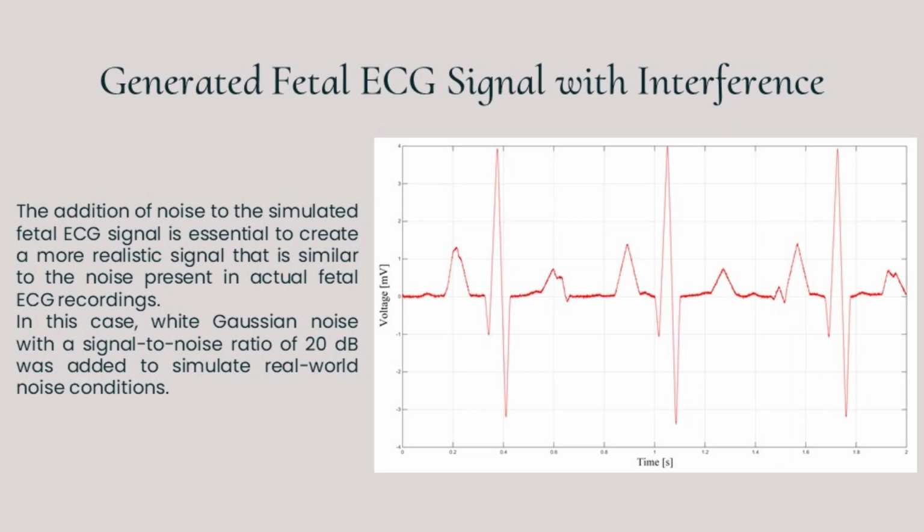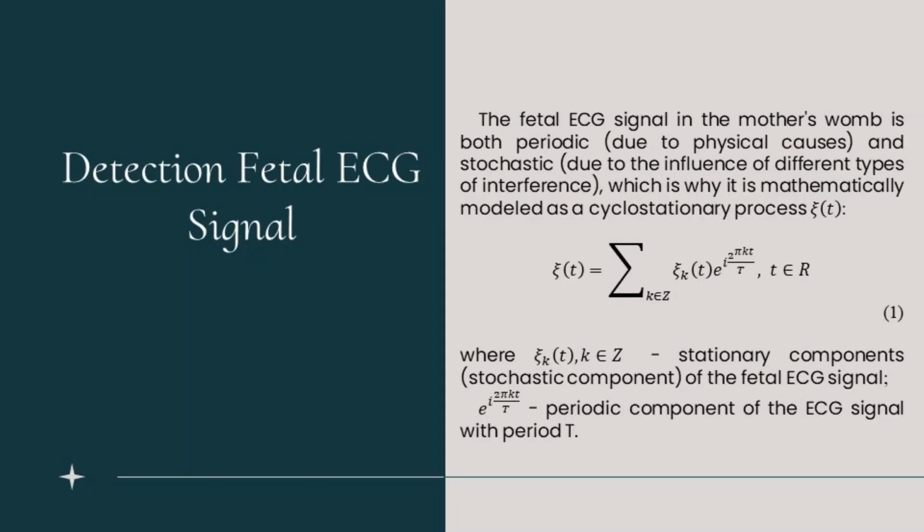To simulate real-world conditions, white Gaussian noise with a given signal-to-noise ratio is added to the simulated fetal ECG signal. This noise addition is crucial for creating a more realistic signal, resembling actual fetal ECG recordings. The fetal ECG signal in the mother's womb is both periodic due to physical causes and stochastic due to the influence of different types of interference, which is why it is mathematically modeled as a periodically correlated stochastic process.